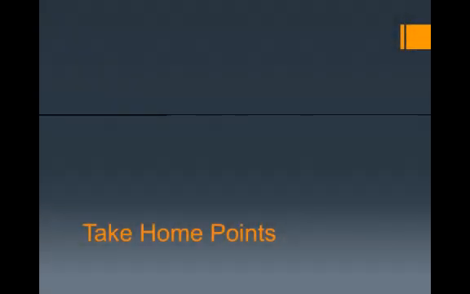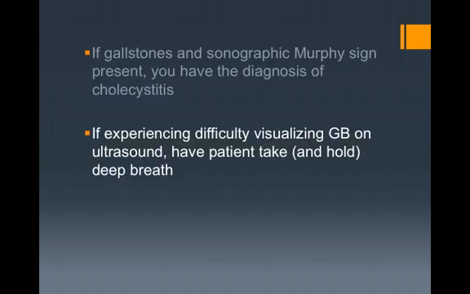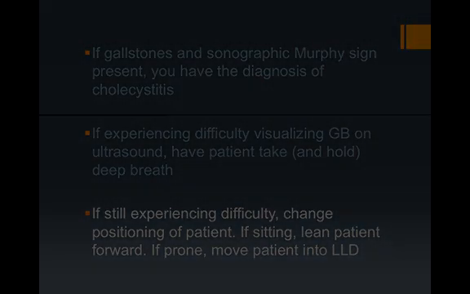Now that we have covered the basics of bedside sonography of the gallbladder, let's review the main take-home points. We have 3. First, if gallstones and sonographic Murphy sign are demonstrated on exam, you have the diagnosis of cholecystitis; proceed to treatment and disposition. 2, if you are experiencing difficulty in visualizing the gallbladder, have the patient take and hold a deep breath so as to bring the fundus of the gallbladder beneath the costal margin. 3, if you are still experiencing difficulty, try changing the positioning of the patient. If they are sitting, have them lean forward. If they are prone, move them into the left lateral decubitus position.